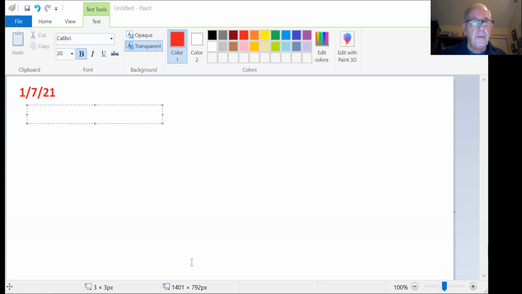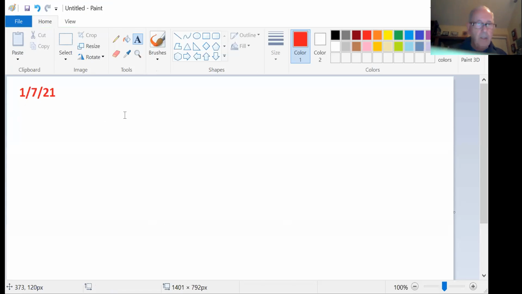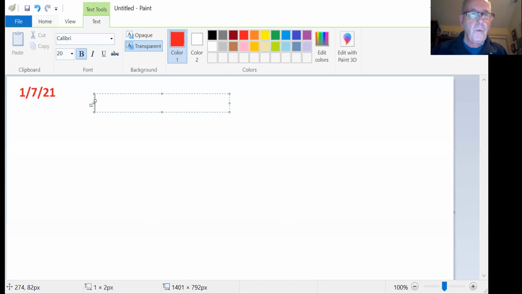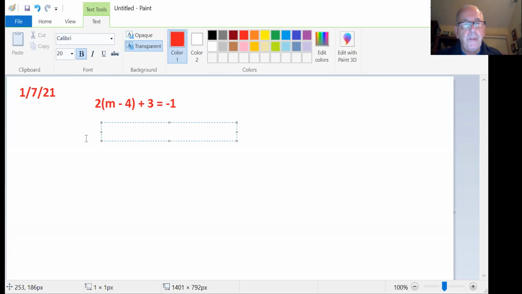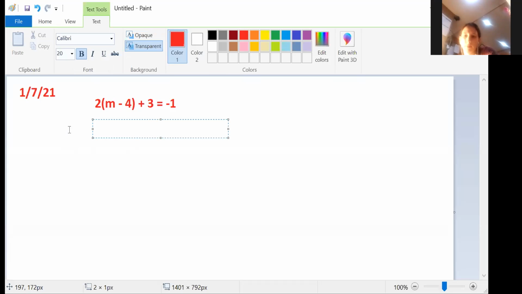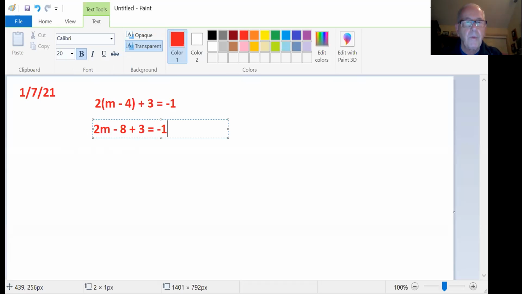So the problem was, I'll just put it right here. 2 times (m minus 4) plus 3 is equal to minus 1, right? So what's the first thing we do? We distribute, right? So when we distribute, what do we get? 2m minus 8 plus 3 equals negative 1.